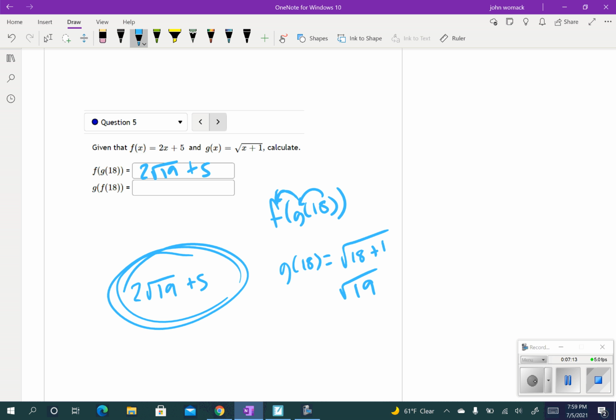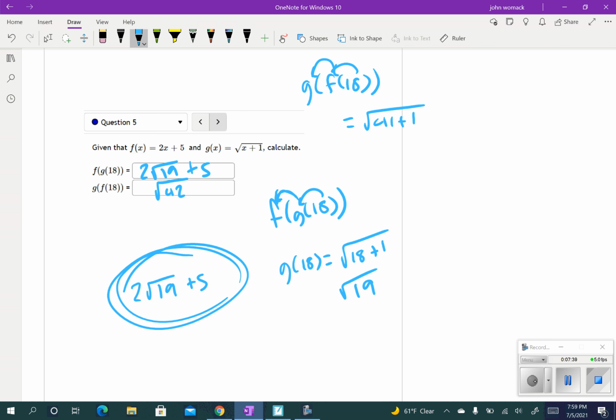Okay, now it wants me to go the opposite way. It wants me to go g of f of 18. So plug 18 into f first. So that would be what? 2 times 18, I think that's 36 plus 5. 41? You guys can check my math on that, but I think it's 41. So now take 41 and plug it into g. That'd be the square root of 41 plus 1. And well, that's just the square root of 42.